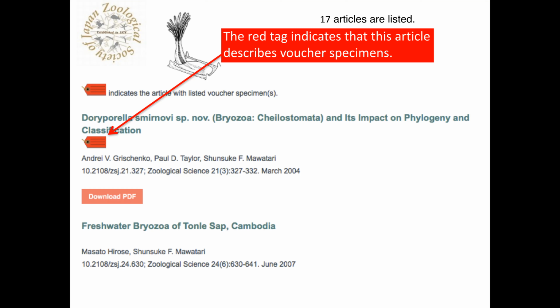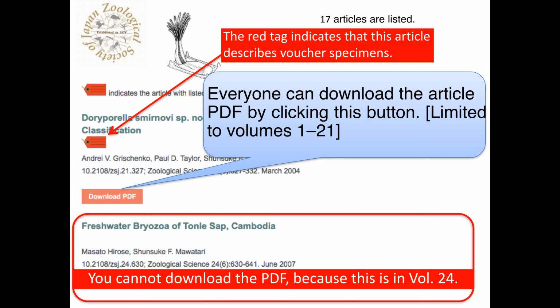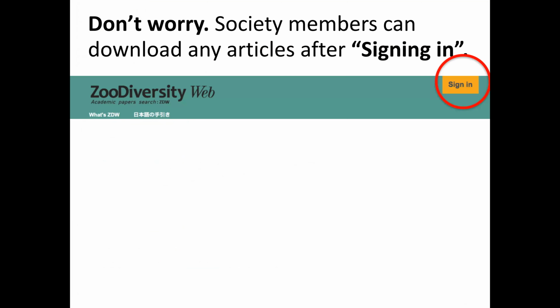The red tag next to this article, in this case Grushenko et al. 2004, indicates that it describes some voucher specimens. And if you click on the download button, obviously you can download the PDF. Please note that right now, this is limited to volumes 1 to 21. For example, the bottom article is from volume 24, and in the current state you cannot download this PDF. However, not to worry. If you are a Zoological Society of Japan member, you can sign in and then download any article, including recent articles.